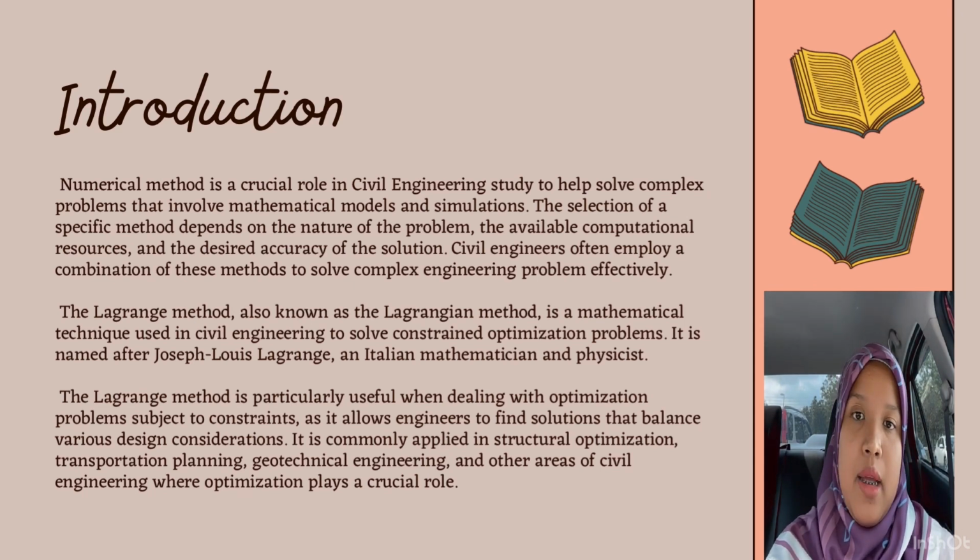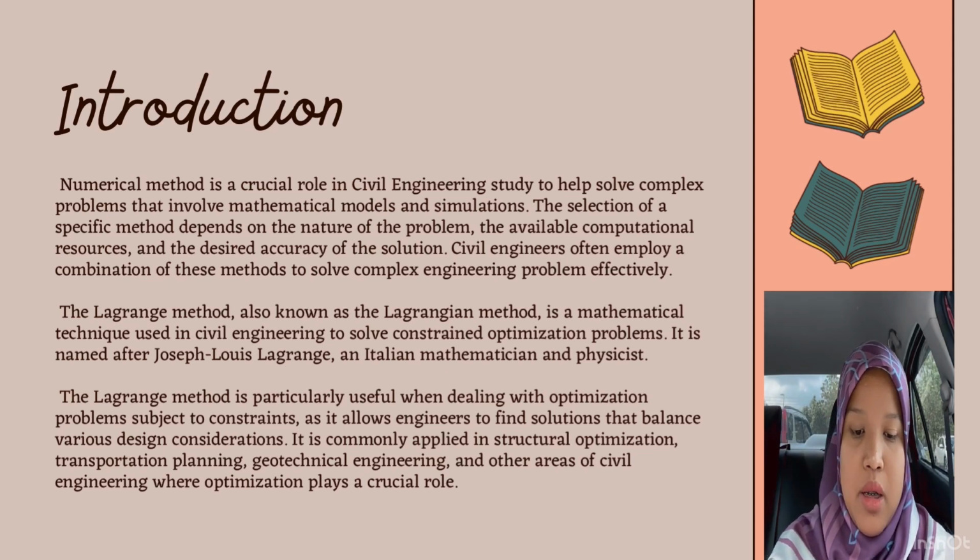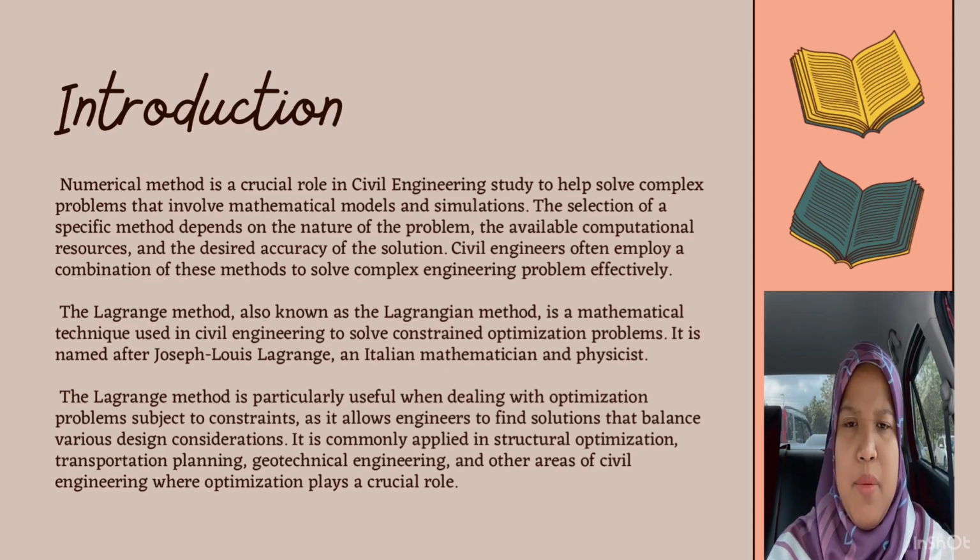Today I will talk about the introduction. So numerical method is a crucial role to help civil engineering study to help solve complex problems that involve mathematical models and simulations. The selection of a specific method depends on the nature of the problem, the available computational resources, and also the desired accuracy of the solution. So for our method, which is the Lagrange method, it's particularly useful when dealing with optimization problems subject to constraints, and it allows engineers to find solutions that balance various design considerations.